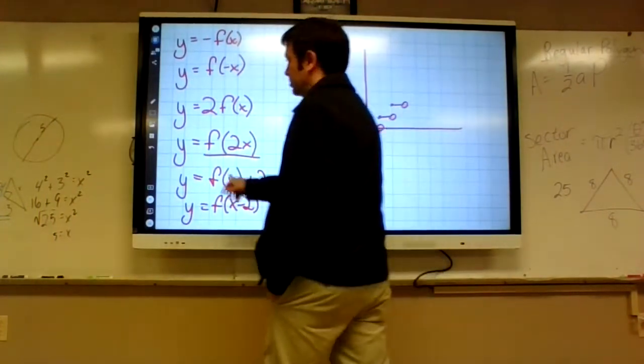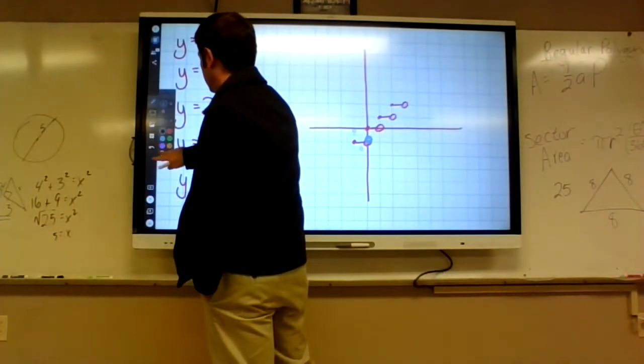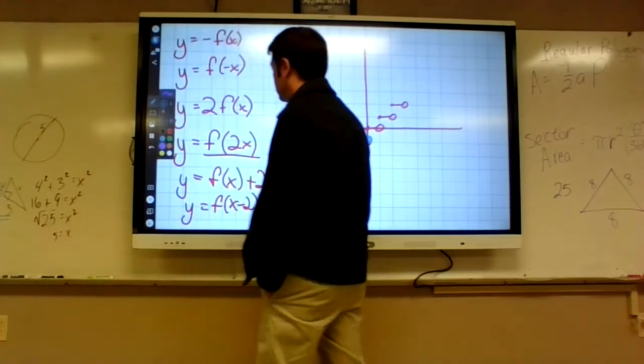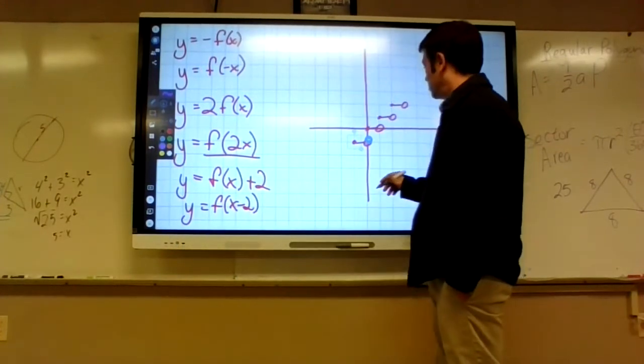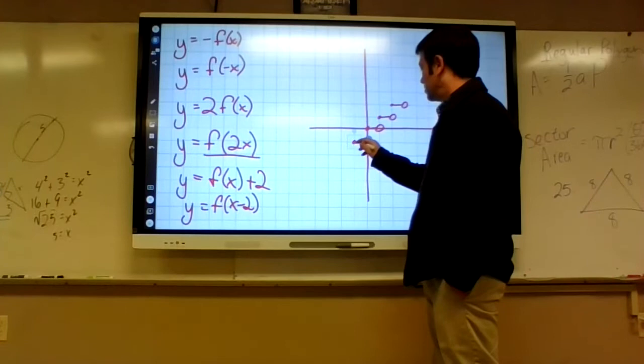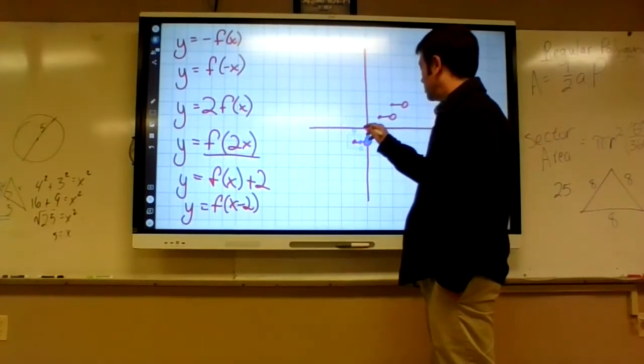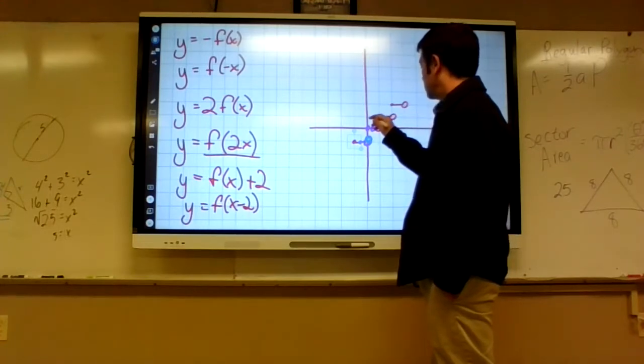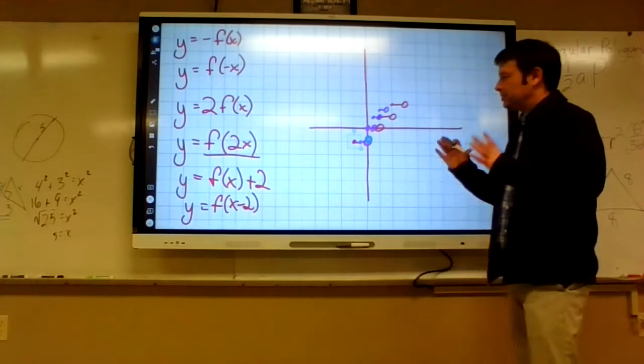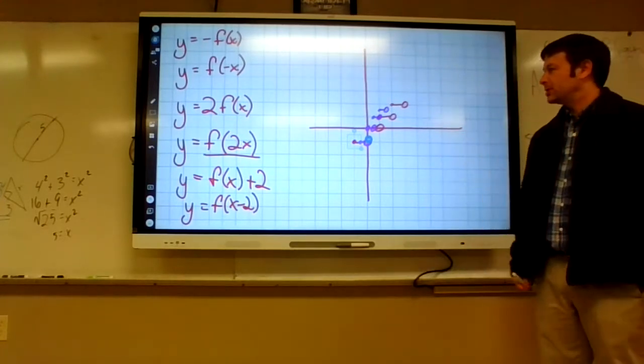So we're doing this one. Let me switch colors. It's backwards, and twice as high. This is D. So it's been squished together.